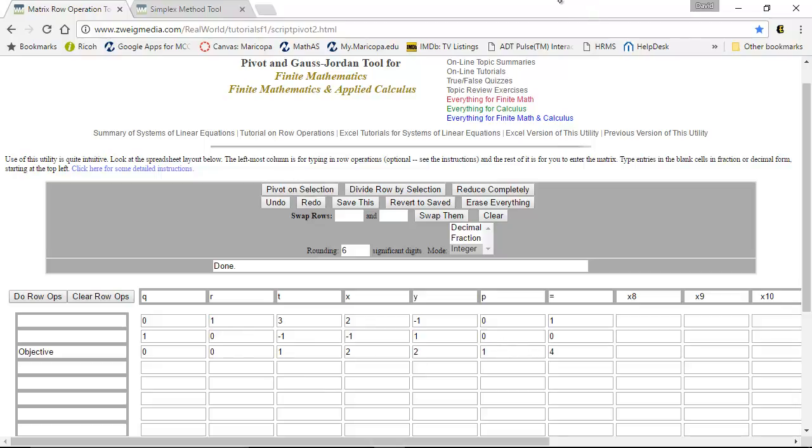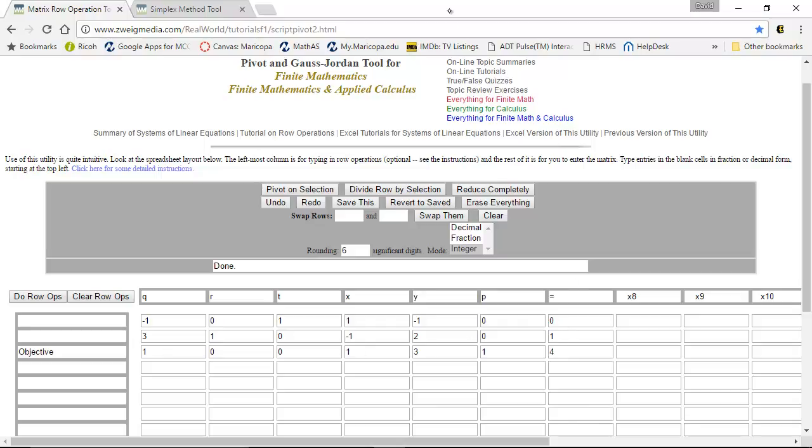Pay attention to our values here, because it's going to be important in a minute. Do you see we have 2, 2, 1, 4? When you learn how to read your answers in just a second, you'll see that the answer would be x is 2, y is 2, and the p-value is 4. I'm going to undo, and pivot in the other spot now. And now you'll see we have different values. The x is 1, the y is 3, and the p-value is 4.